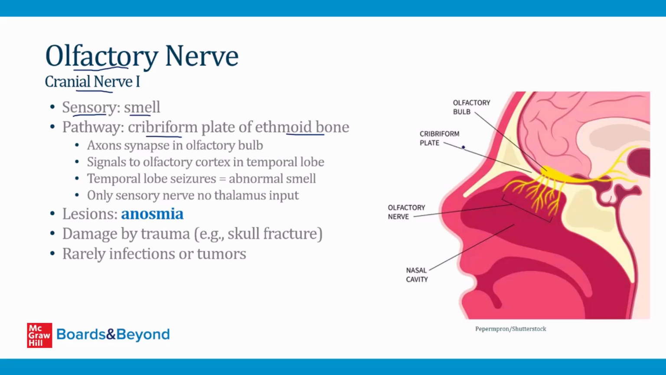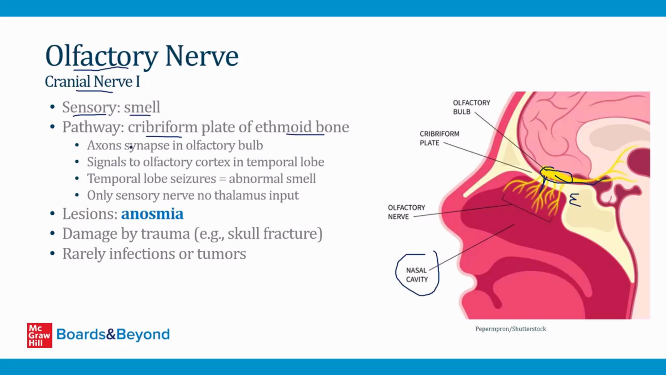So to understand this, let's look at this drawing on the screen. So you have nerve endings in the nasal cavity that are responsible for our sense of smell. They travel through the cribriform plate in this bone right here, which is part of the ethmoid bone, and then they form a structure called the olfactory bulb, which is picking up all the sensory information about smell. And then the olfactory bulb will send signals to the olfactory cortex, which is found in the temporal lobe.